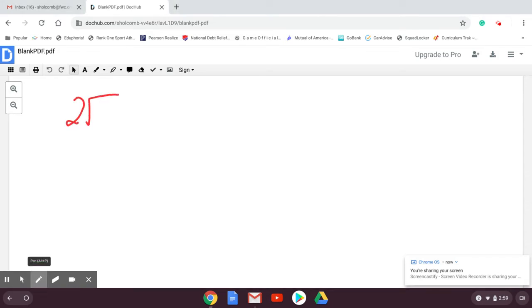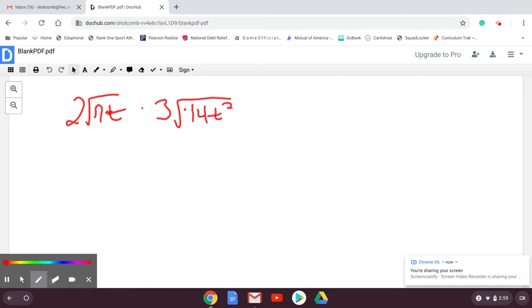2 radical 7t. So we've got a square root with a number and a variable, times 3 radical 14t squared. Let me grab a little eraser here and get rid of some extra there.